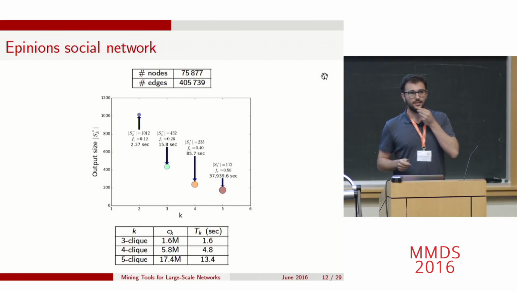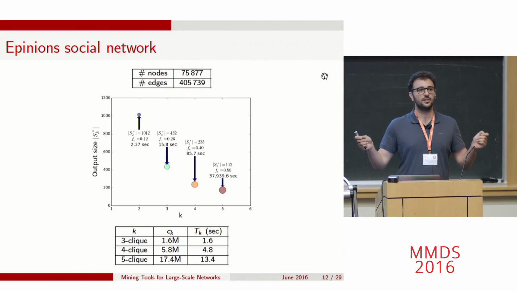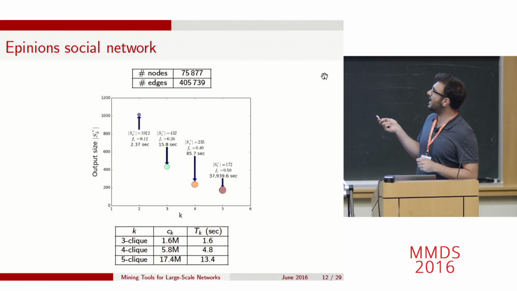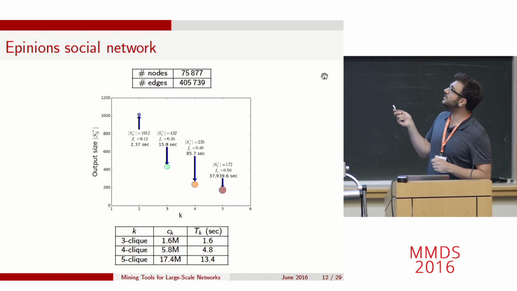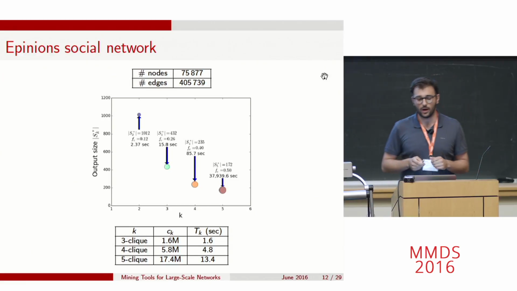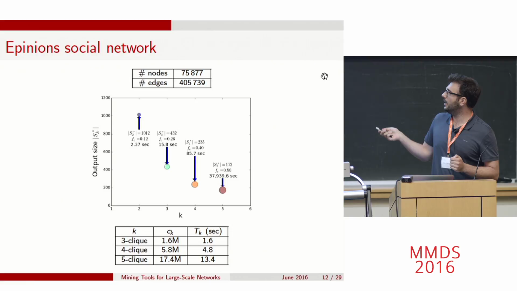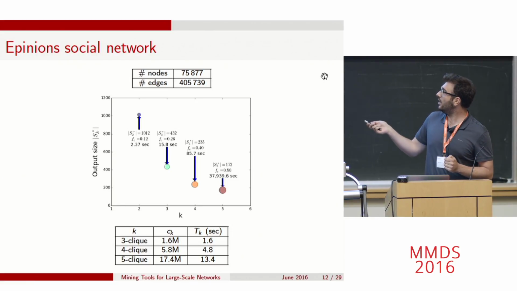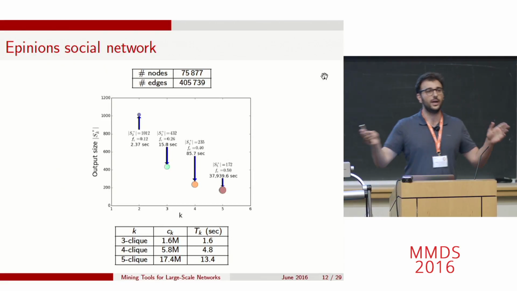What I would like to elaborate on is the very interesting behavior that we observe on real data when we solve this generalized version of the densest subgraph problem. This slide shows the results that we obtained for the Epinions social network. It's a graph with roughly 75,000 nodes and roughly 405,000 edges. You can see here in the table the number of k-cliques for k equals 3, 4, and 5, their counts, and the number of seconds that we need to actually enumerate all of them.